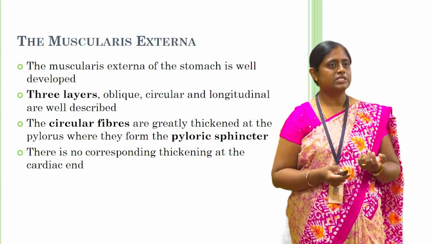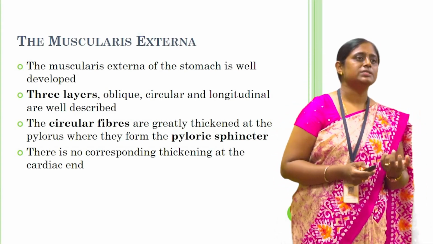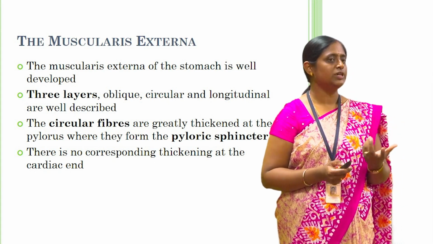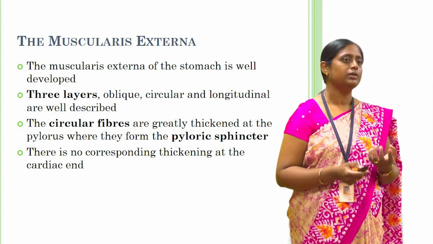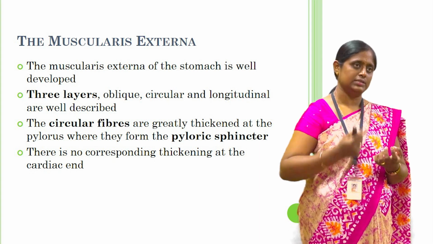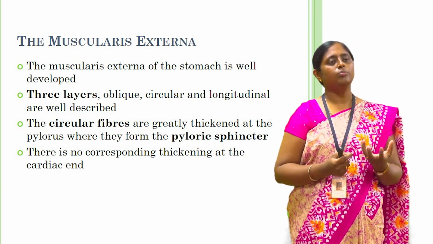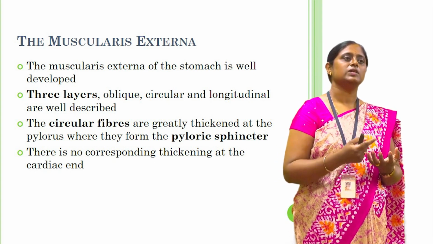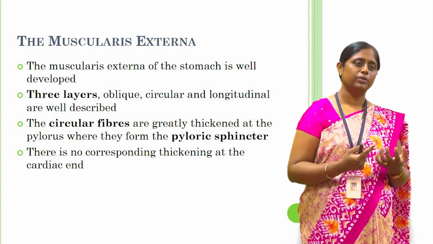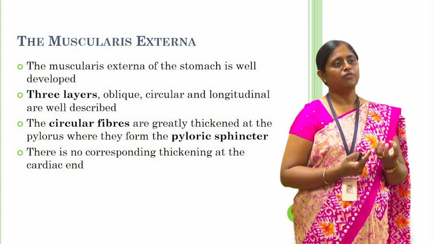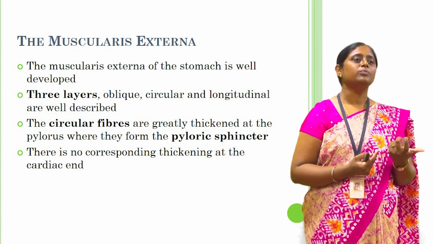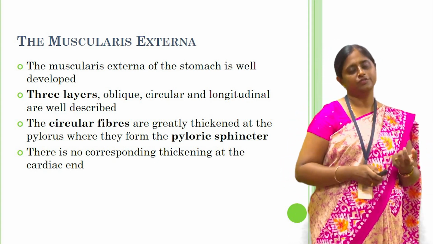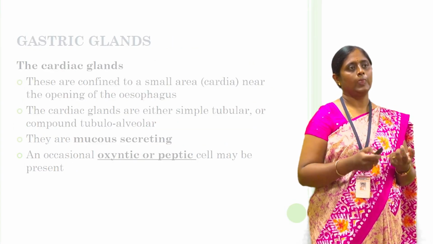Then comes the muscularis externa, which is helpful for the formation of the pyloric sphincter. In the muscularis externa, it is mainly formed of 3 different muscle layers: oblique, circular, as well as longitudinal muscle layers, and the circular fibers are helpful for the formation of these sphincters.